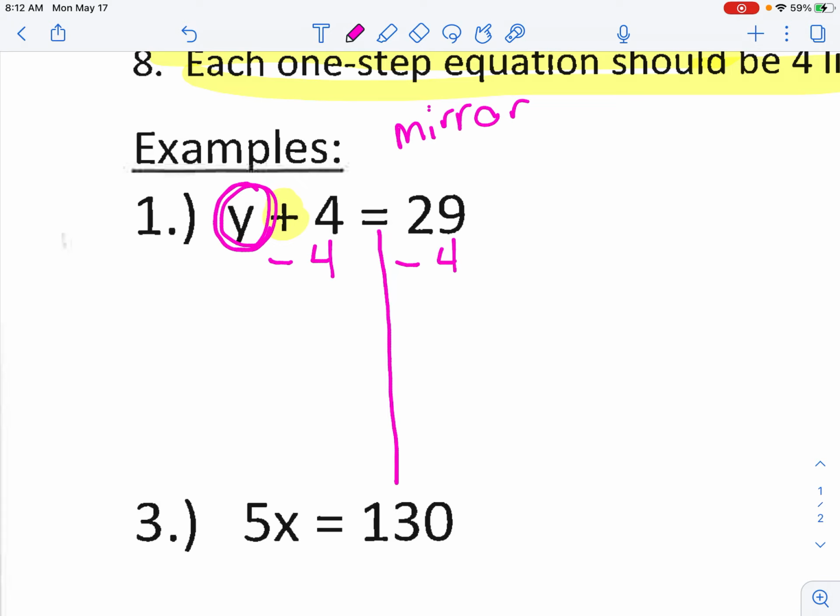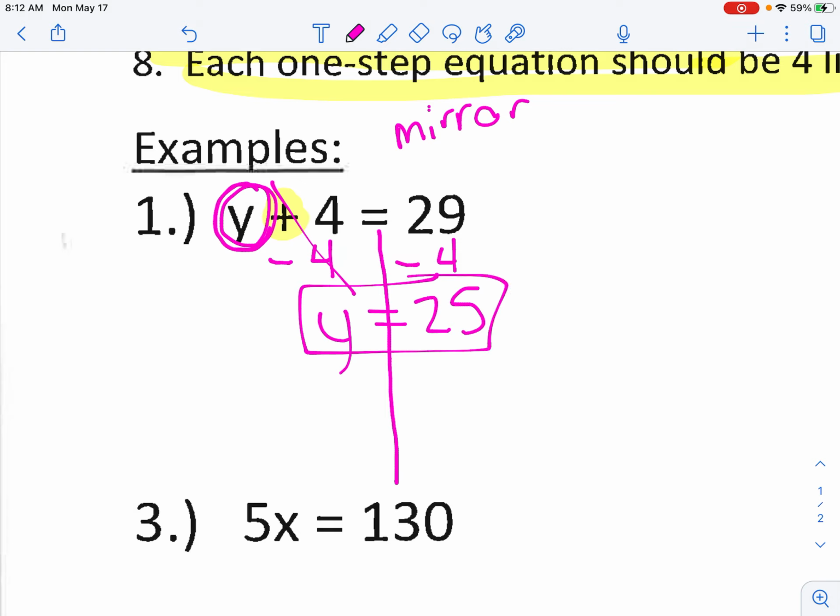Rule number 4 said show cancellation. So if I look at my positive 4 and my negative 4, 4 minus 4 equals 0. So those two numbers are going to cancel. All I have left is y equals 25. Rule number 5 said box your answer.